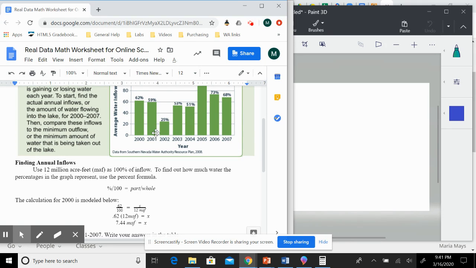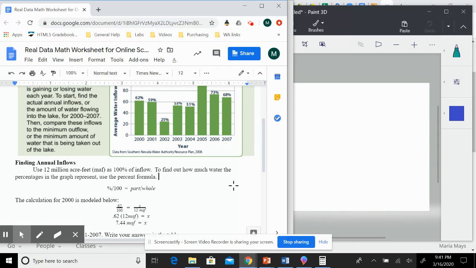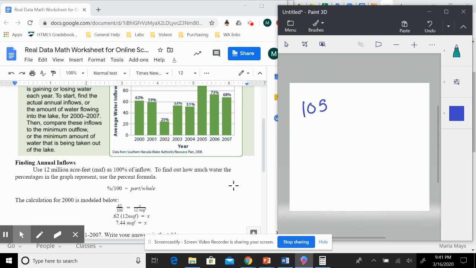Actually, instead of doing one that's so similar in numbers, let's do 2005, since that one's at 105%. So that's 105 over 100 equals X over 12 MAF, and that 12 MAF we still use. That's like the constant, the normal average inflow. So now we can divide, and that would be 1.05 equals X over 12 MAF.